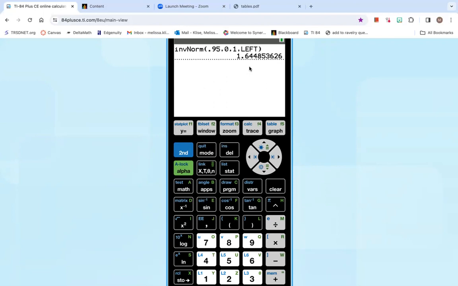So if they give you something weird, every once in a while they decide to throw in like an 88% or something like that, you can just use inverse norm. Make sense? Any questions?